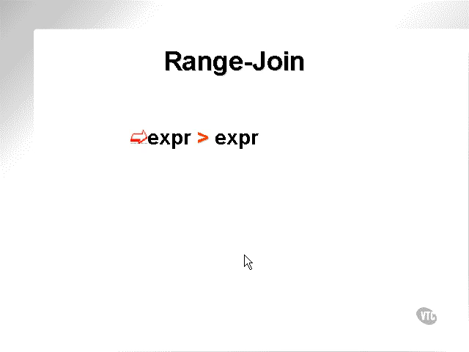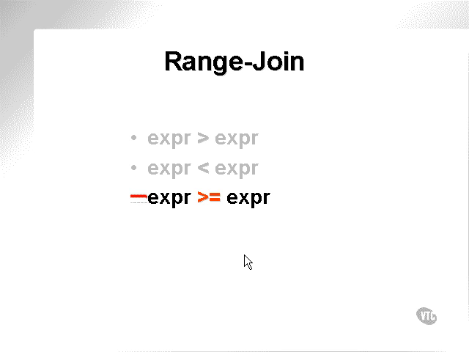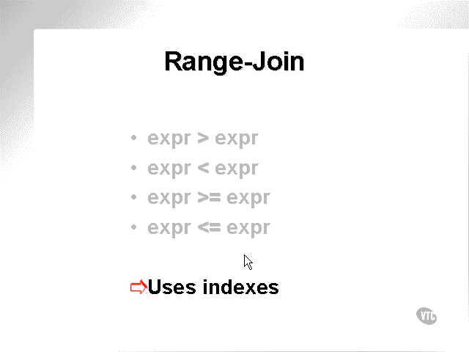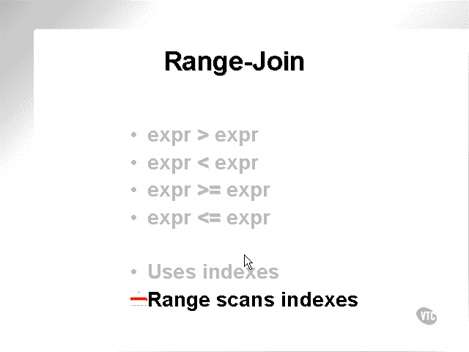Range joins. Greater than, less than, greater than or equal, less than or equal. It does use indexes, but it's not quite as fast as an equijoin because it does a range scan on the index. In other words, it doesn't do an exact hit in an index, it scans a section of the index. What's called a depth-first traversal of a tree.